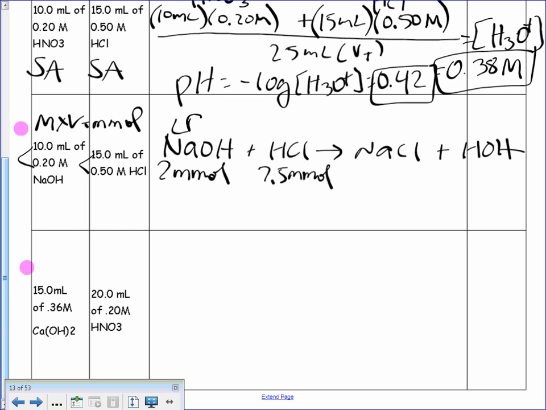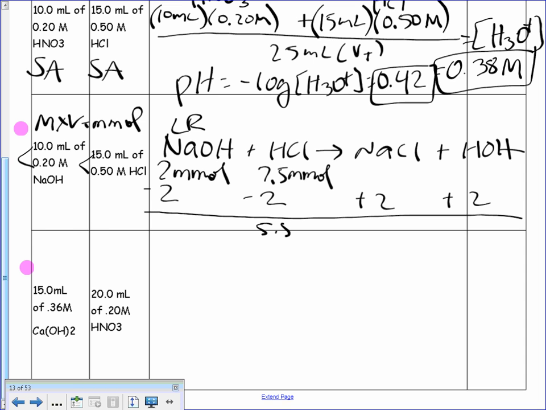Who's your LR? Sodium hydroxide. So then what do? Subtract 2, only because the ratio is a 1-to-1. So this is going to be 5.5 millimoles of HCl left over. And then what I'd like for you to show me is how does that impact pH? This is equal to 5.5 millimoles of H plus, because that's the part that's actually important. It's just because there's one H plus here.